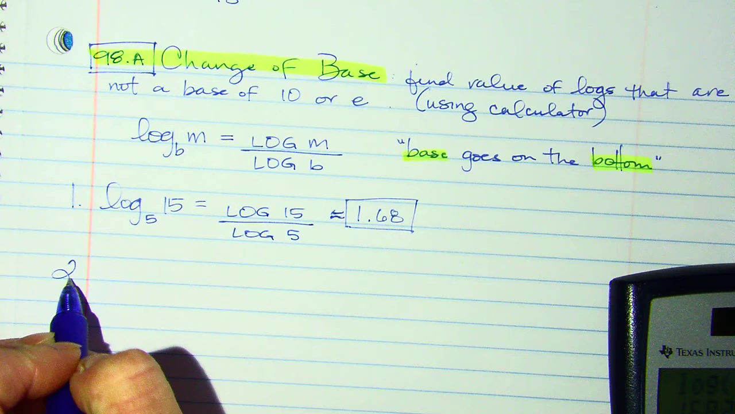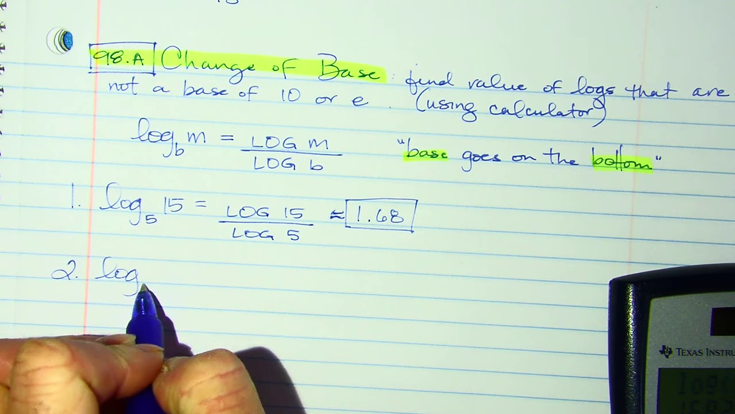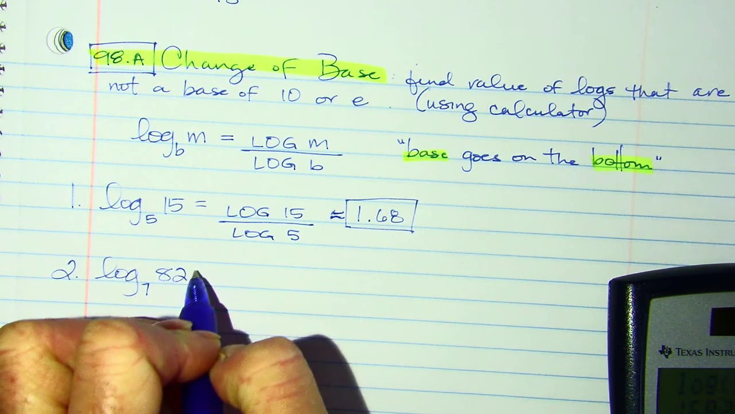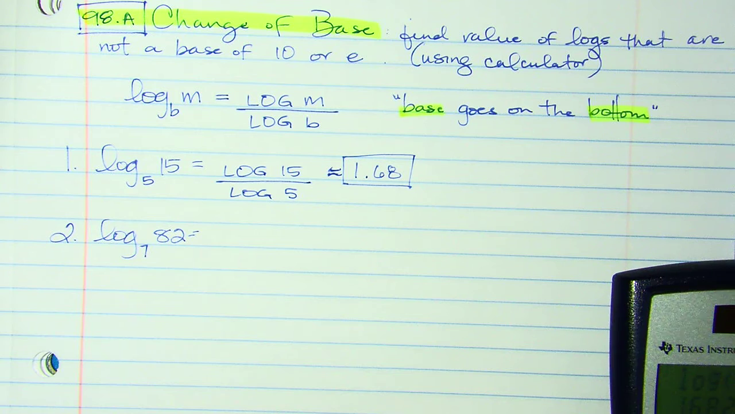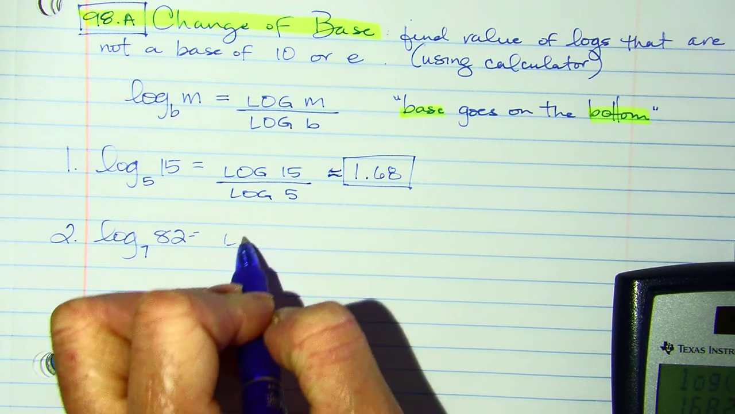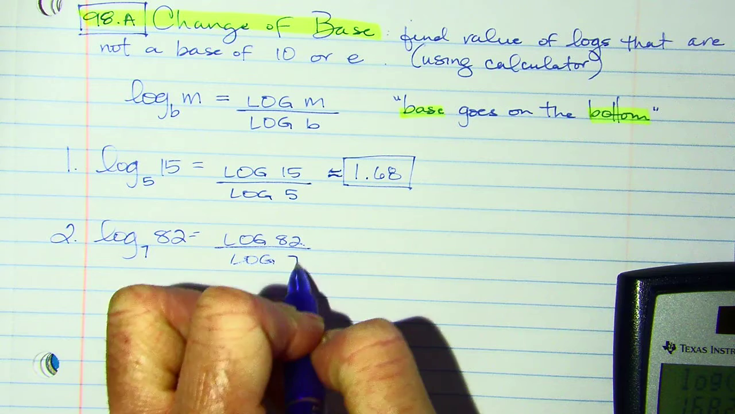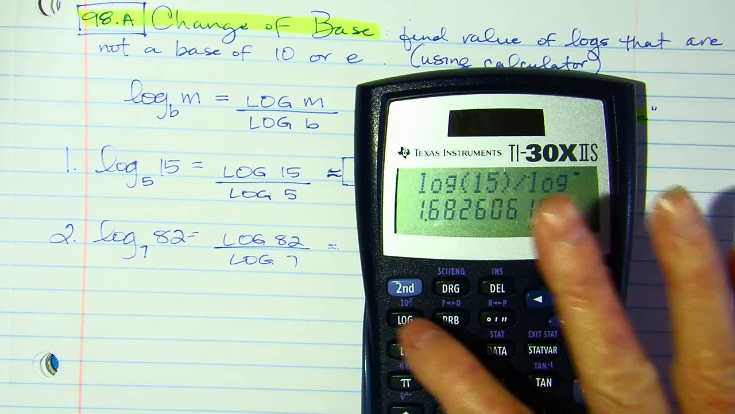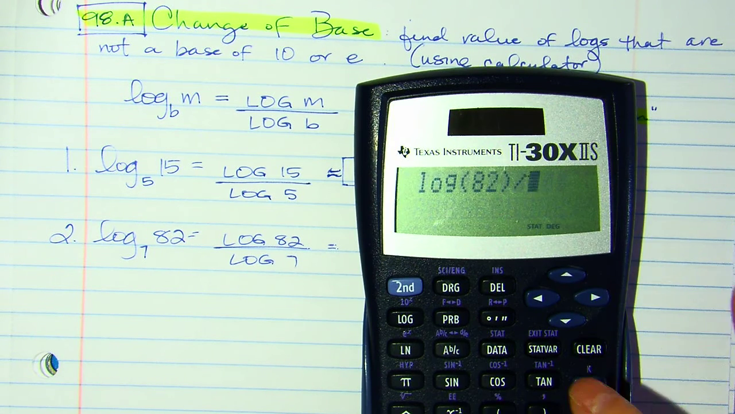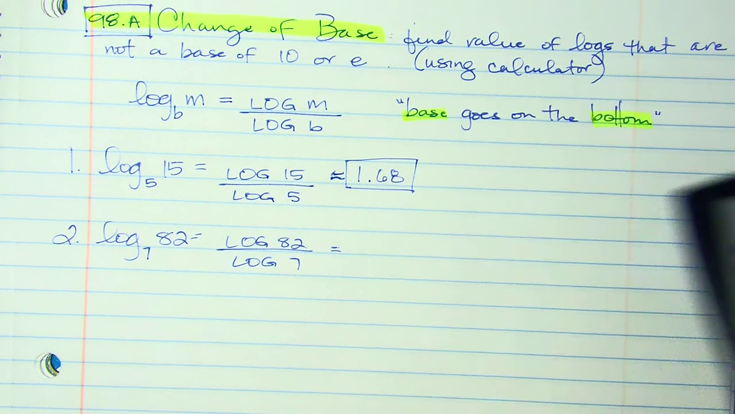So 2, find the log base 7 of 82. So to find the answer, the missing exponent, I would hit log of 82 divided by the log of 7. So the log of 82 divided by the log of 7. And you get 2.26.